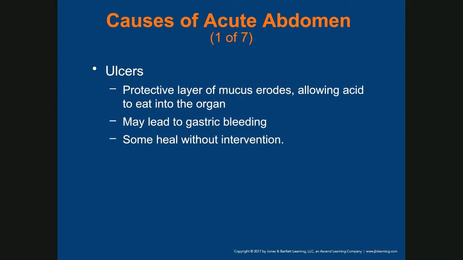Now, causes of acute abdomen. Ulcers. This is where the protective layer of mucus erodes, allowing acid to eat into the organ. It may lead to gastric bleeding. Some will heal without any intervention. Right? So the mucus layer is removed because of the acid.